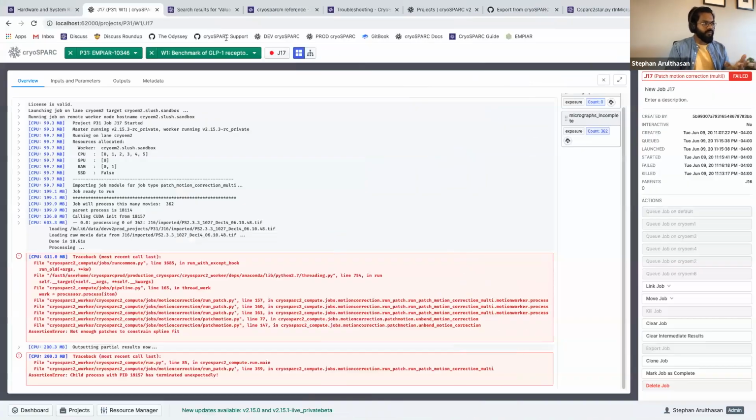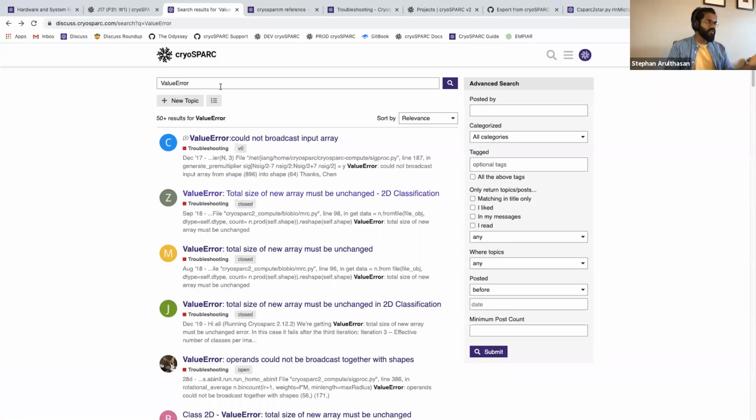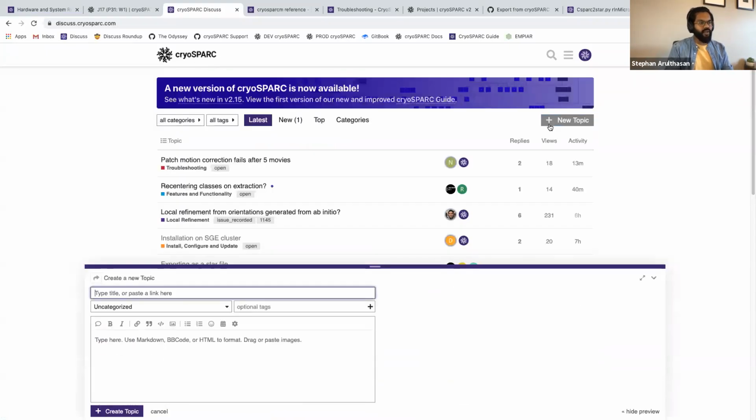If I still can't figure out what went wrong here, I can actually take all this information and move to our discussion forum that Sarah was talking about, search an error, and there should be stuff there. If I haven't found anything, I can always create a brand new topic with logs, the job type, maybe my system specs, everything you could provide that will make our lives easier to debug the job.